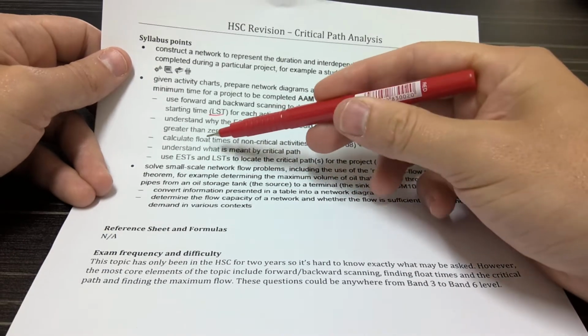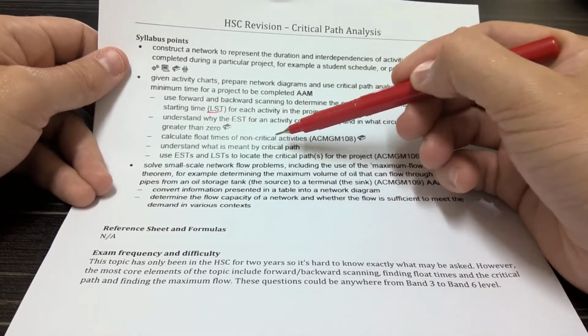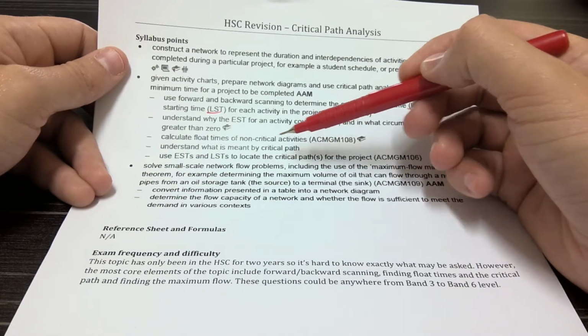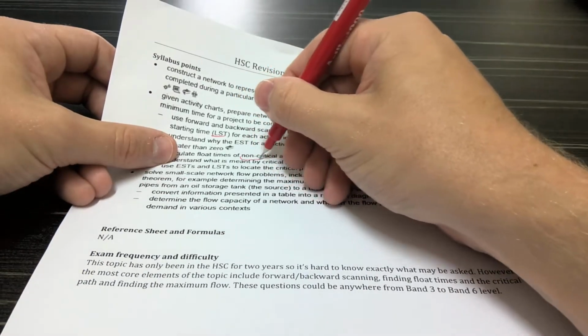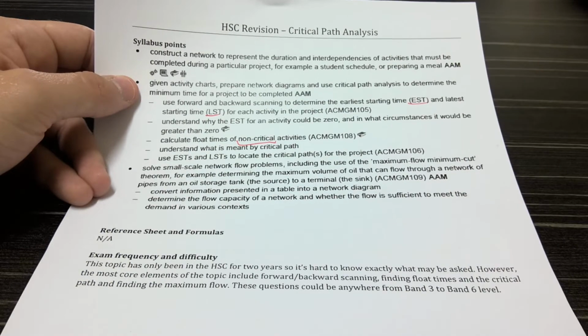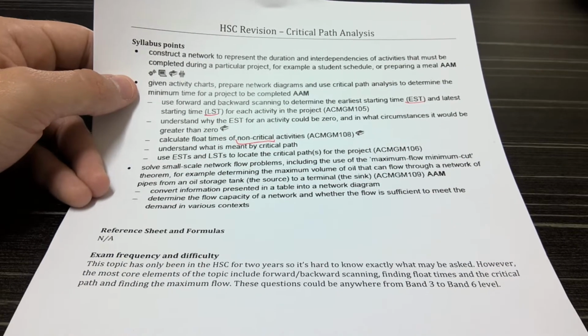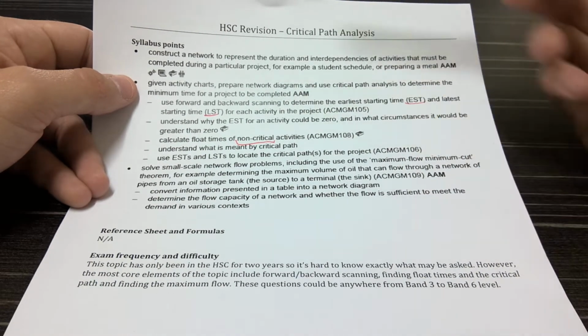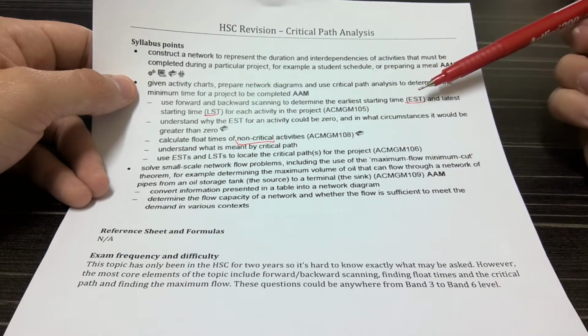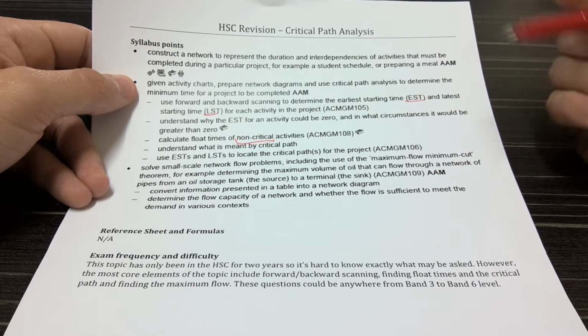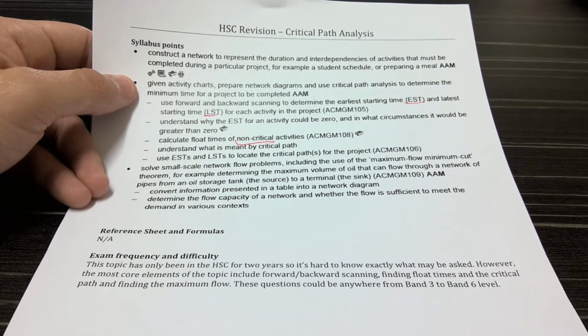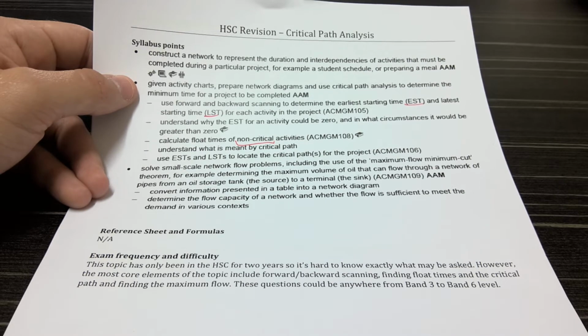Calculating the float times of all the non-critical activities. Technically you can find the float time of any activity, and of course non-critical means that the float time is greater than 0, because the way that we find the float time is the latest starting time minus the earliest starting time. And so everything that has a float time of 0 is referred to as a critical activity.